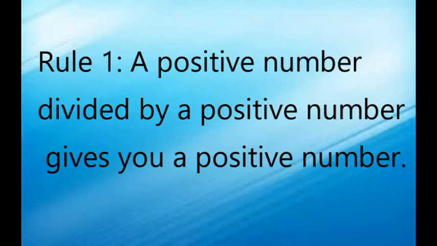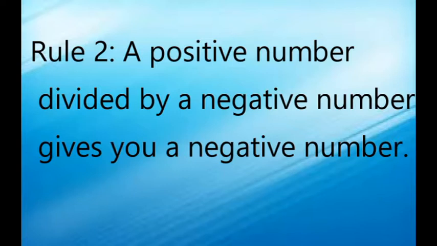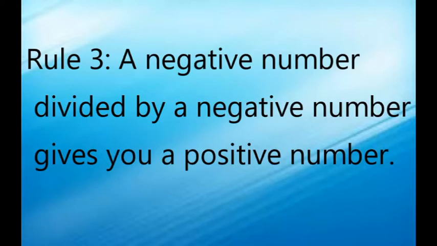Alright, let's get into some division. To start it all off, let's do rule 1. A positive number divided by a positive number gives a positive number. Next up on the list, a positive number divided by a negative number gives a negative number. In rule 3, a negative number divided by a negative number gives you a positive number.